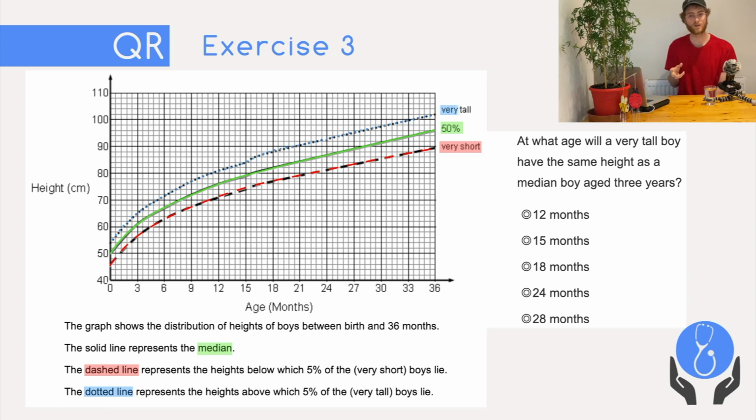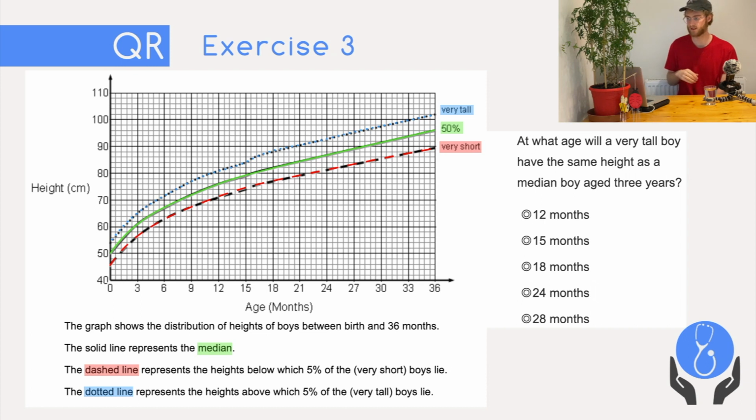The dotted line shown here in blue is the 95th percentile. And again, what this means is that 5% of kids will be taller than this line at a given age. So essentially, between these two lines are where 90% of kids would reside. So 90% of kids, their height will fall within these two lines. But we'll go on to the question.